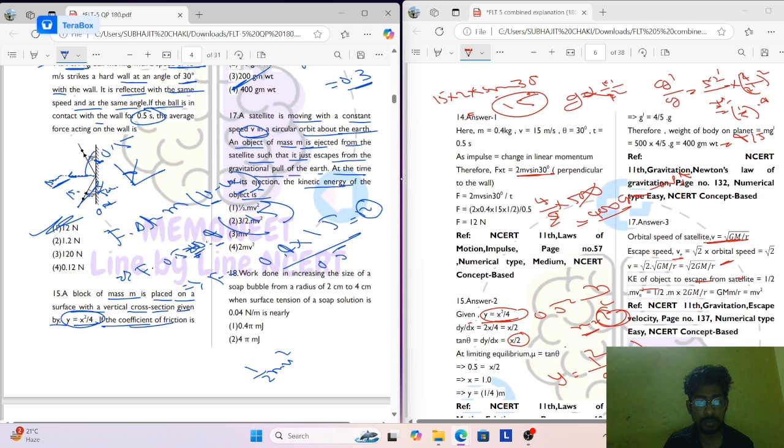Okay, so therefore from that you can say that half will cancel, this will be equal to mv square, right? So therefore at the time of ejection the kinetic energy will be equal to mv square.